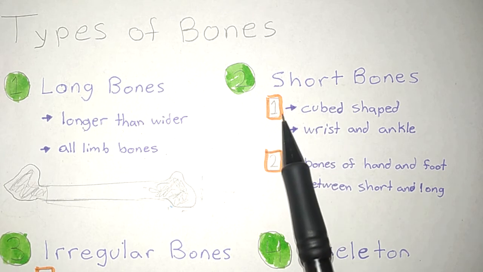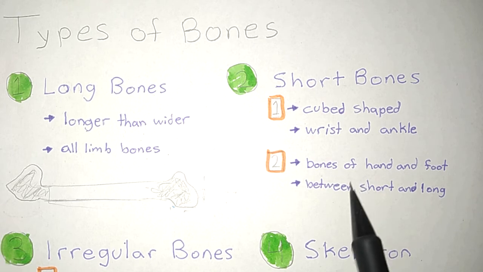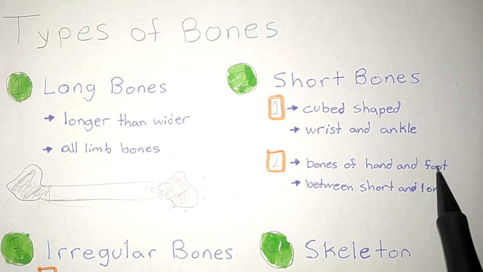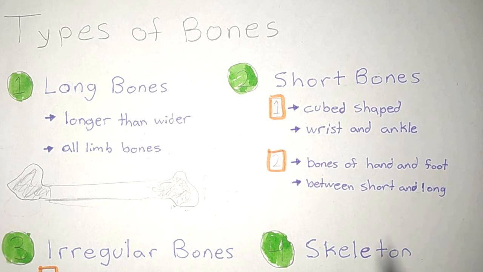Back to short bones. The first type is basically cube-shaped. Those are short bones. And the second are bones that are not long but not short, and we would just categorize them as short bones. These are the bones of the hand and the foot. They're between short and long.